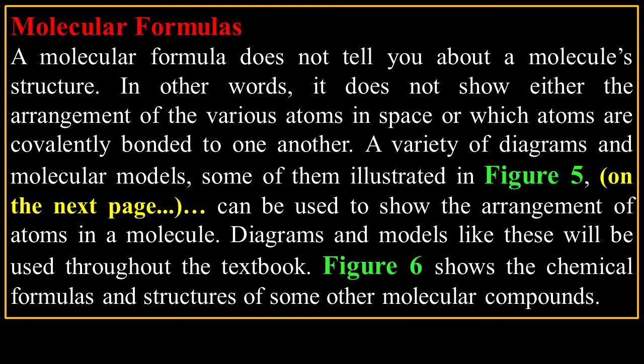A molecular formula does not tell you about a molecule's structure. In other words, it does not show either the arrangement of the various atoms in space or which atoms are covalently bonded to one another. A variety of diagrams and molecular models, some of them illustrated in figure 5 on the next page, can be used to show the arrangement of atoms in a molecule. Diagrams and models like these will be used throughout the textbook.